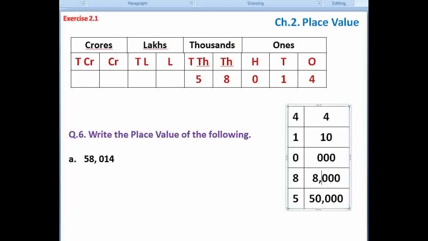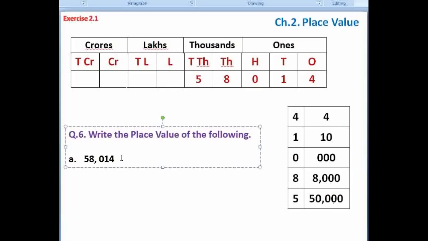Here also you have to put the comma as per the Indian system. The place value of 4 is only 4, the place value of 1 is 10, then the place value of 0 is actually in the hundreds place, but 0 is there, so it does not have a value, so we wrote 000 as it is. The place value of 8 is 8000 and the place value of 5 is 50,000. Hope you understood how to write the place value.